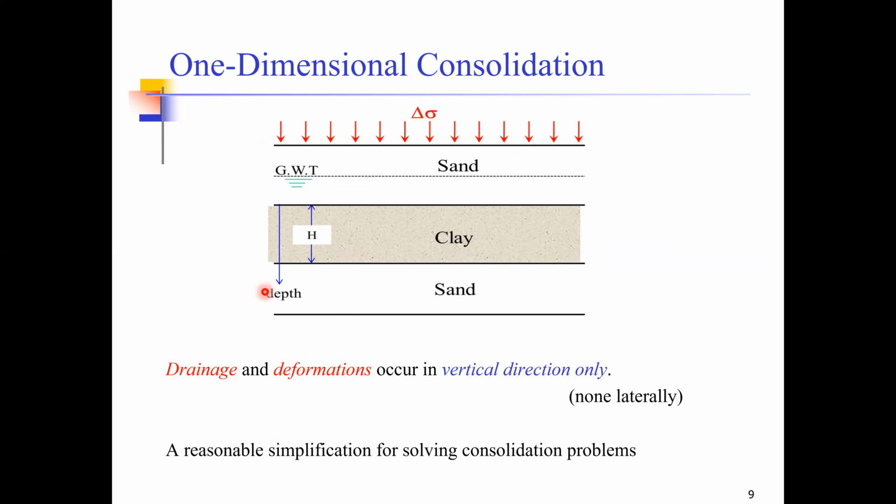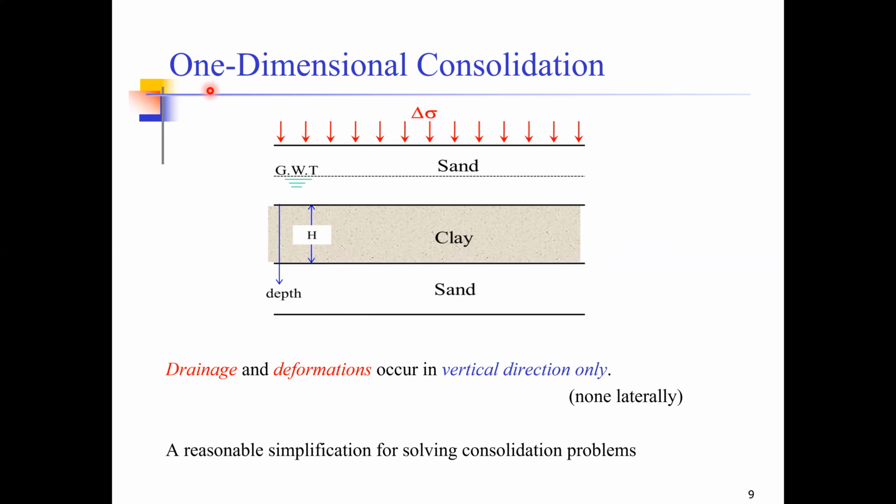We assume that the drainage can only occur in the vertical direction, that is, the water can leave this clay layer either from the top or from the bottom. So we assume that the drainage can occur only in one direction, and if the drainage can occur only in one direction, it means the settlements can also occur only in one direction, and there are zero lateral deflections in the soil. So this assumption is what is called one-dimensional consolidation.